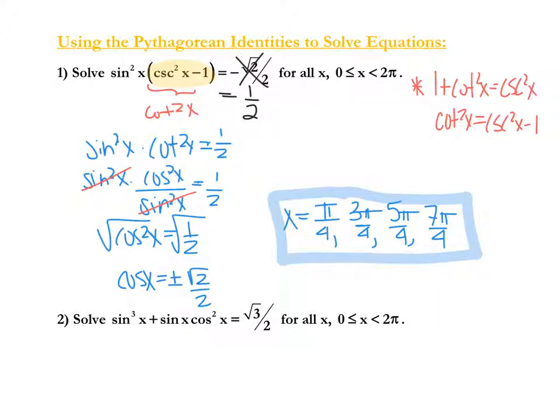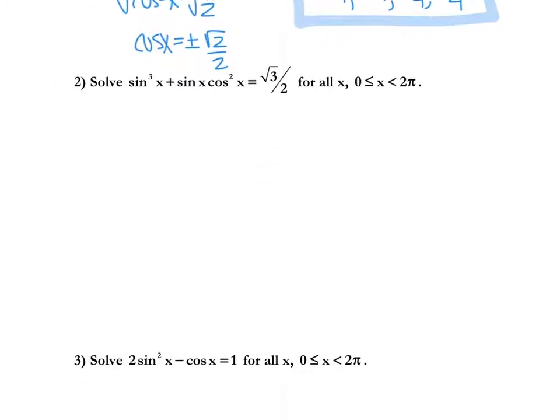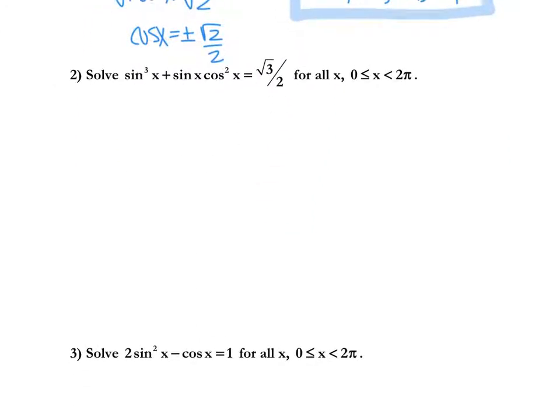All right, let's go ahead and take a look at number 2. Sometimes the hardest part about these problems is just figuring out where to start. If we look at the equation on the left, a Pythagorean identity doesn't really pop out at us when we first look at it. So we're going to try to manipulate it somehow so we can get a Pythagorean identity.